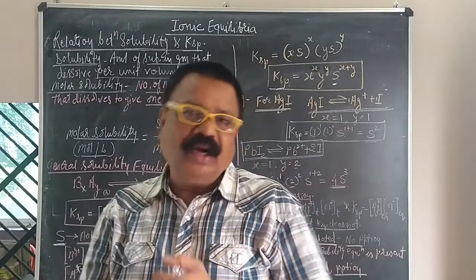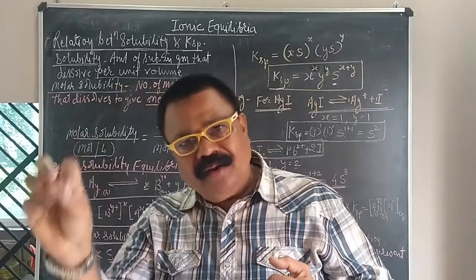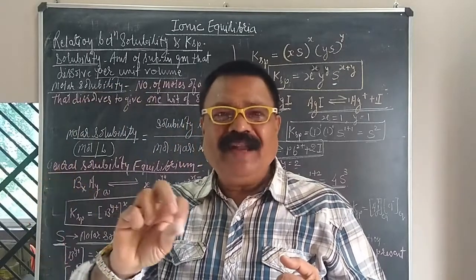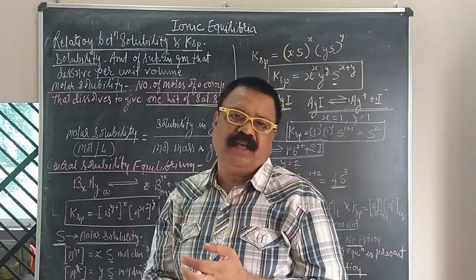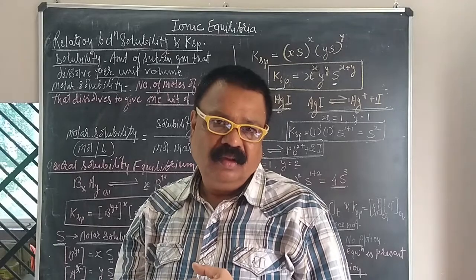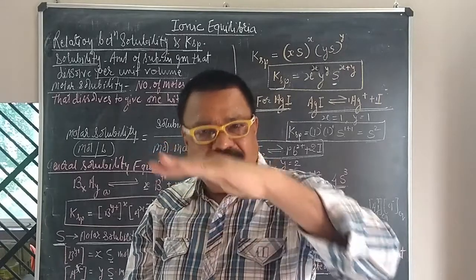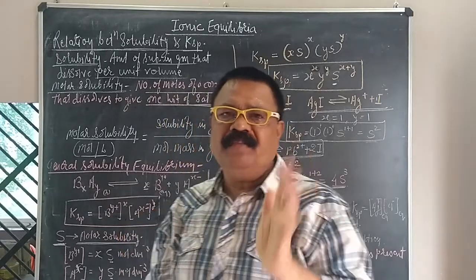समझ में आ रही है? This is the condition. जहां पे ionic product is greater than the solubility product, if it exceeds the solubility product, then the solution becomes supersaturated, and in that case the precipitation occurs. If the ionic product is less than the solubility product, then the precipitation does not occur, the solution becomes unsaturated.